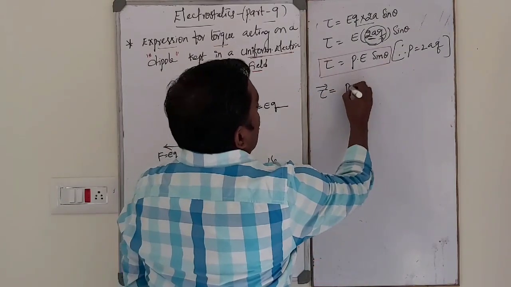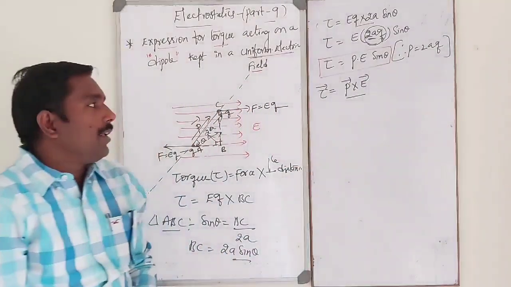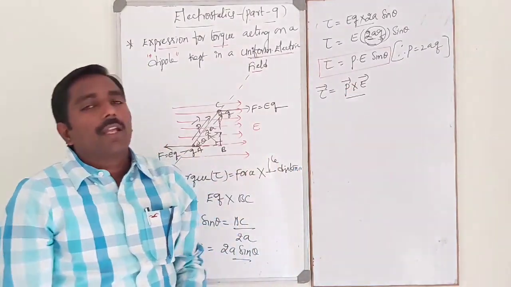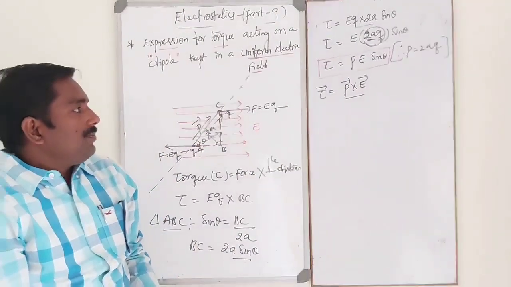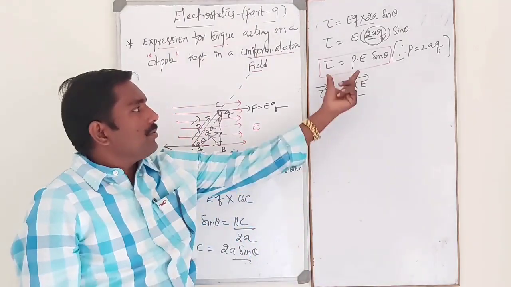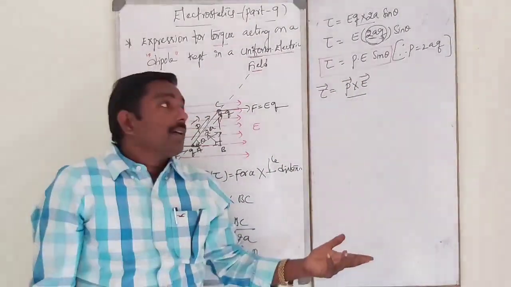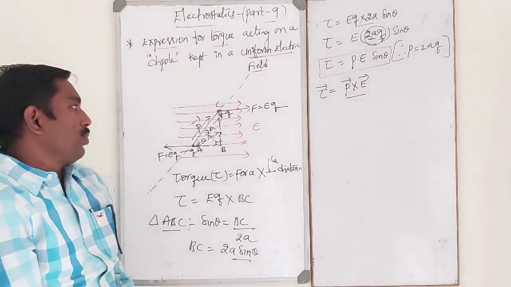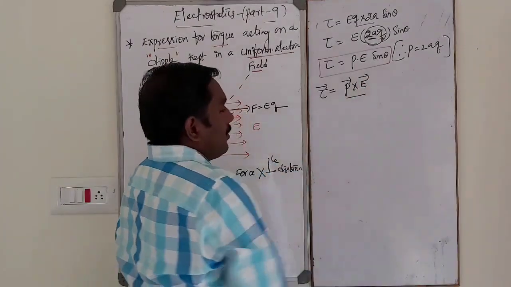In vector form, vector tau is equal to vector P cross vector E. This is the vector form. The cross sign is there, so torque is a vector quantity. This is the magnitude. What is the direction? The direction of torque is governed by the right hand screw rule. Tau is equal to P cross E.